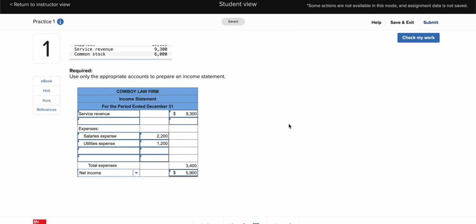So what we're looking at is the completed income statement. Again, just revenues minus expenses gives me the income. This is a very, very simple income statement. They will be much longer than this by the time we get to the end of the course here. But for the most part, it's underscoring the fact that net income is equal to revenues minus expenses. Let's move on to the second question.